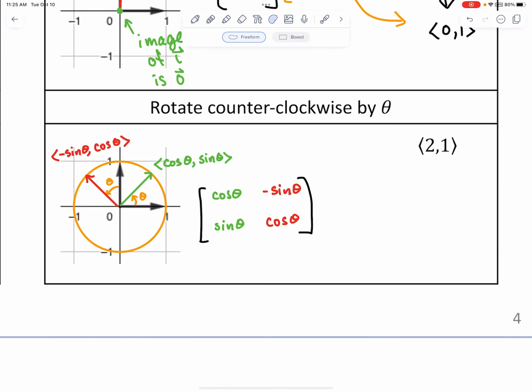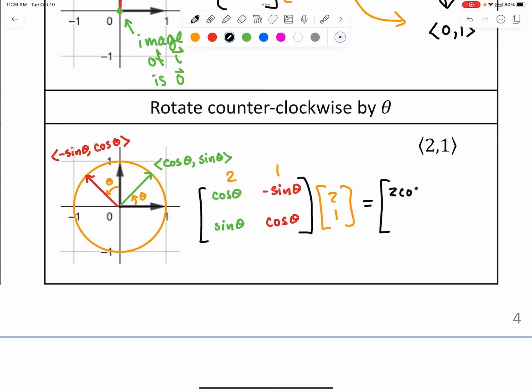So if you take this matrix and you multiply it by the vector 2, 1, for example, this will yield the result of doing this transformation, which is equal to, do matrix vector multiplication, so the 2, 1 would go here, and then you would drop the 2, 1 onto these rows, multiply, and then add corresponding results. So that would give us the result 2 cosine theta minus sine theta is the first component, and the second component would be 2 sine theta plus cosine theta.